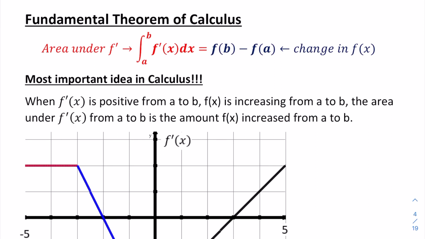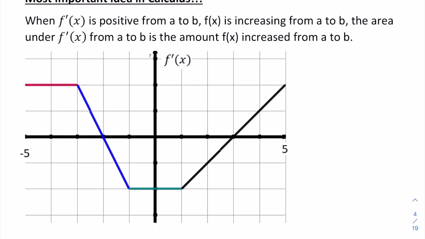It's basically saying that this area underneath f prime, that is what that integral means. It computes that area, and is equal to f of b minus f of a, which is really just the change in f of x. So you have to really make sure you understand that idea. So in this example down here, again, when f prime is positive from a to b, f of x is increasing. And this is also vice versa. If f prime is negative, f is decreasing, and the amount it decreases would be that area.